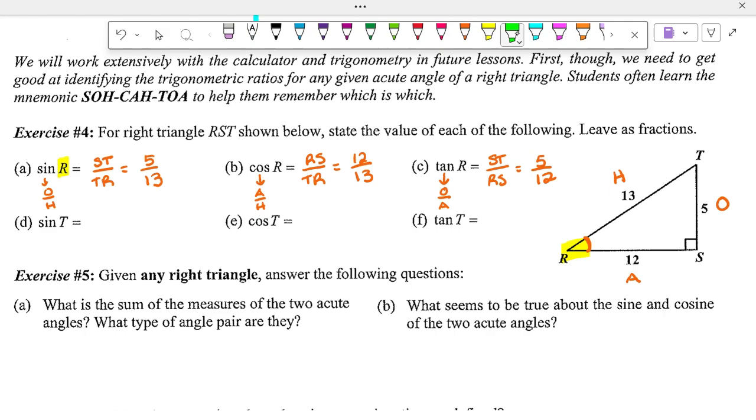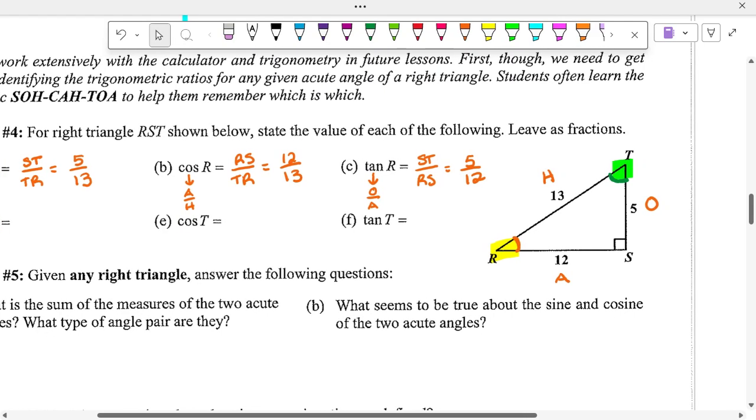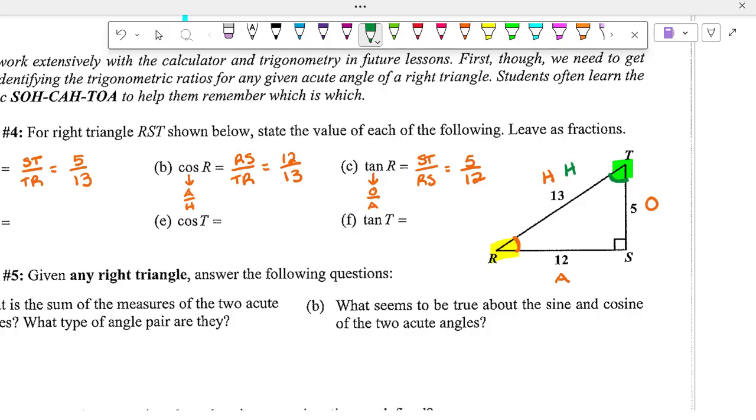Now, D, E, and F. If you notice, the reference angle changes. We're now referencing which angle? T. So we're going to label accordingly. So T is my reference angle now. The hypotenuse stays the same. But what's my opposite now? 12. What's my adjacent now? 5. So I would either label that in a different color or maybe box it so you know that it's with a different reference angle in mind.